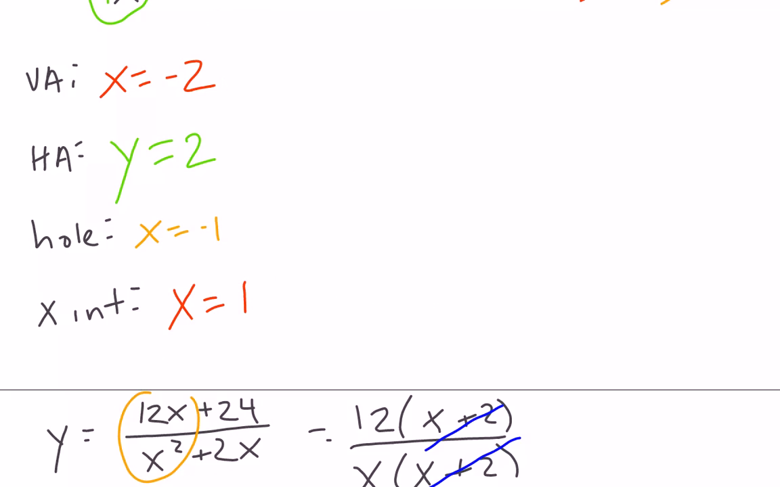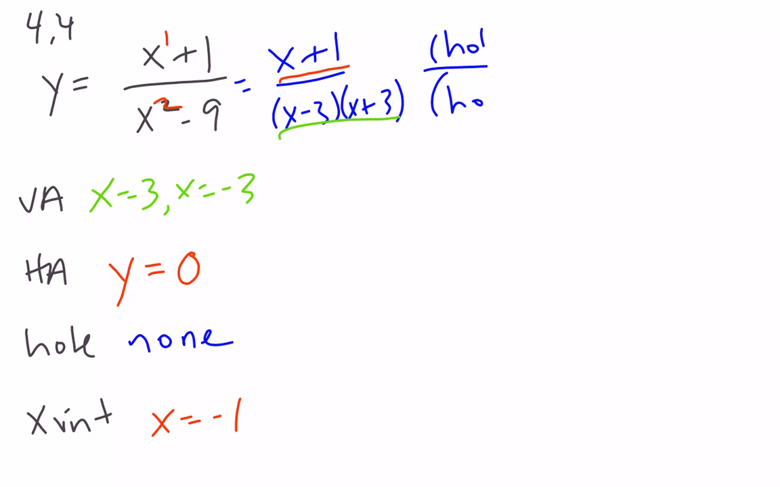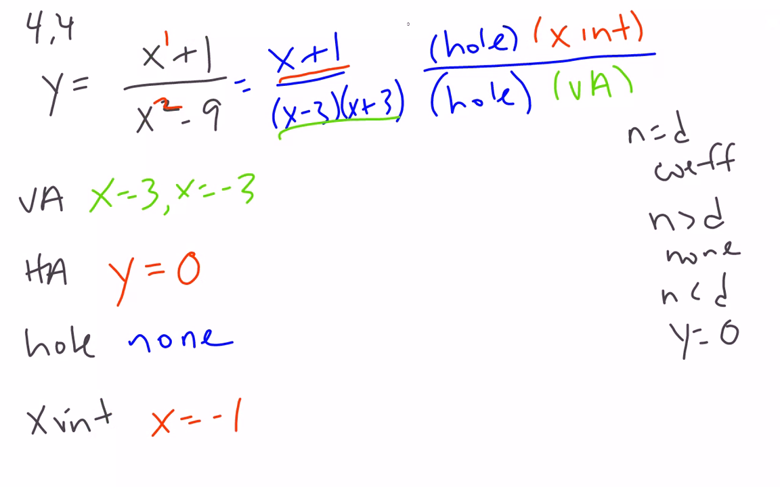That is really all you need to know. You need to factor, and then look. If you have something in the top and the bottom, it's a hole. Whatever's left after holes in the top is your x-intercept. Whatever's left in the bottom is your vertical asymptote.